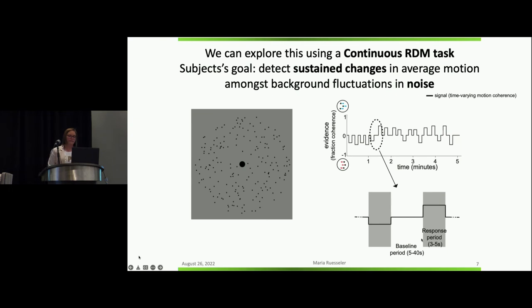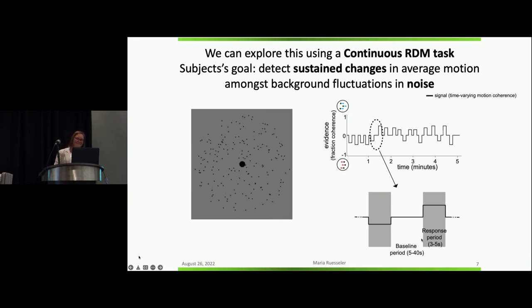So how did I do that? I worked with the random motion paradigm that I showed you a few seconds ago, but I turned it into a continuous task. I trained participants to watch blocks of 5 minutes of randomly moving dots. Usually you're in a baseline period where the overall net motion is zero. But then there will be periods, we call them response periods, in which the net motion will deviate to the left or to the right. To make this easier for you here, the fixation dot will turn gray every time a response period starts and turn blue when it goes back to baseline.